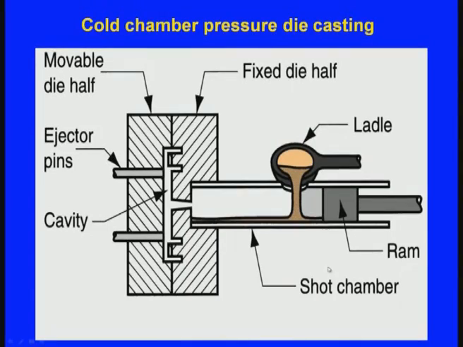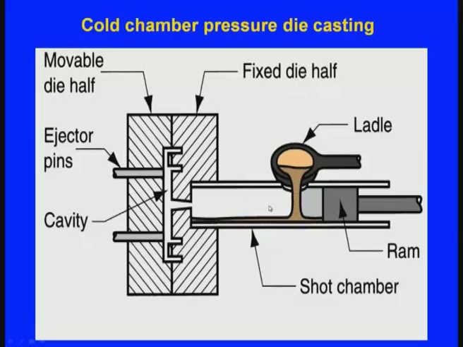Now, these are the ejector pins and this is the cavity. This is the shot chamber, a cylindrical shot chamber. Here we pour the molten metal, and here we can see the ram. After the molten metal is poured into the shot chamber, the ram will exert external pressure on the molten metal, and the molten metal will be squeezed inside the cavity. Because of the external pressure that we apply, the molten metal goes inside the cavity like this. There it solidifies. So, this is the simple principle of the cold chamber pressure die casting process.